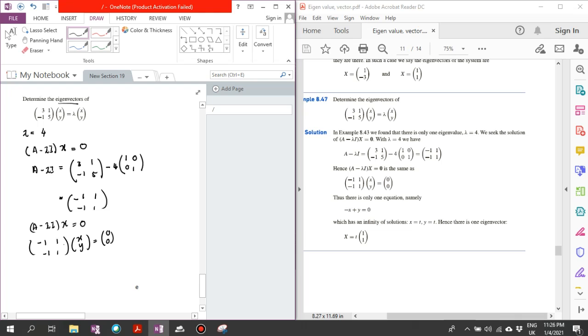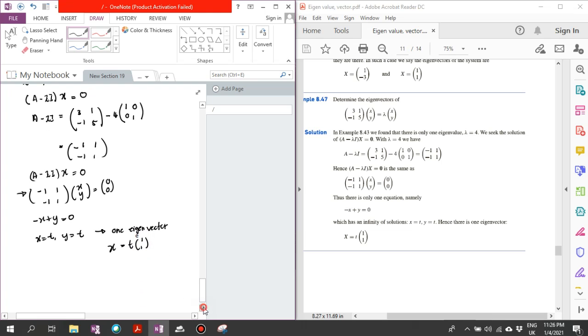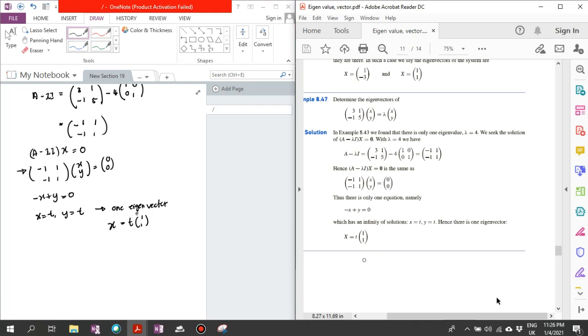So we can take the first equation, the first line. What you can get is -x plus y equal to 0, which has infinitely many solutions. So we get, for example, x equal to t and y equal to t. So if we take this solution, we get only one eigenvector, where your x is equal to t times 1 1. Okay, this is an example for the eigenvector.